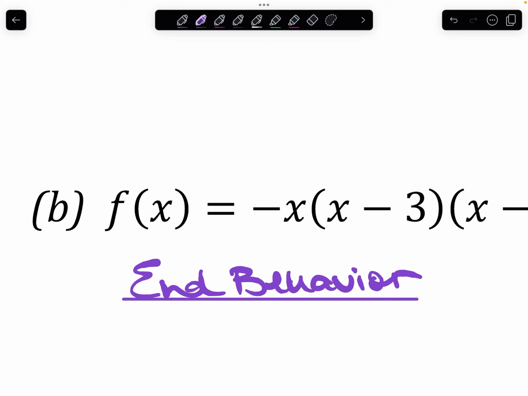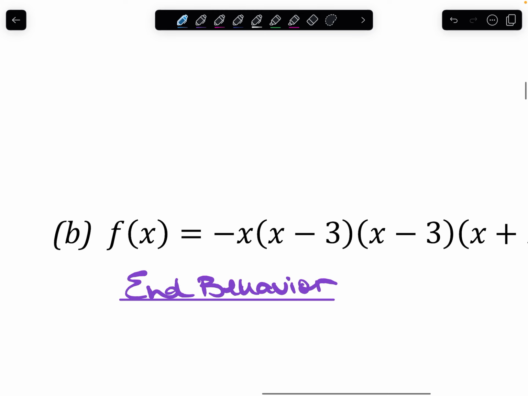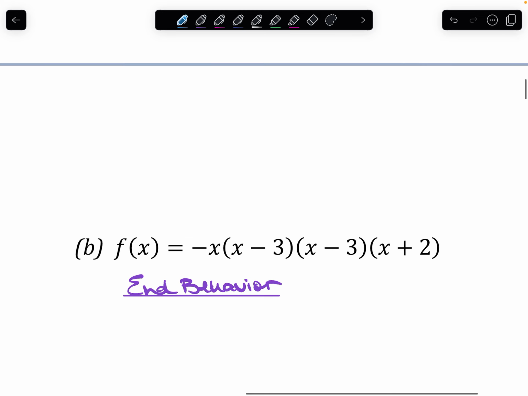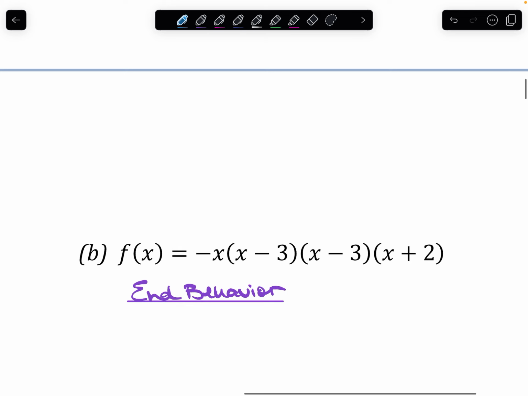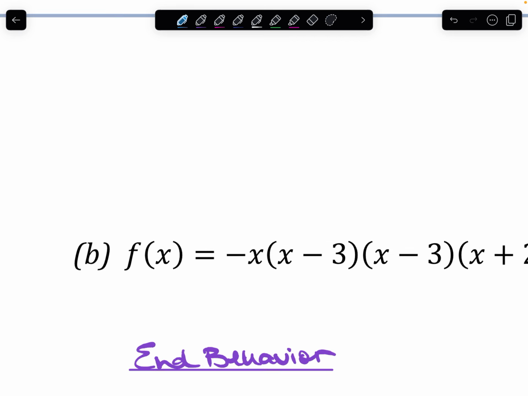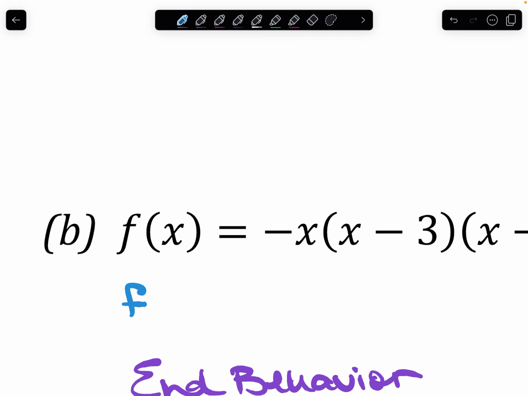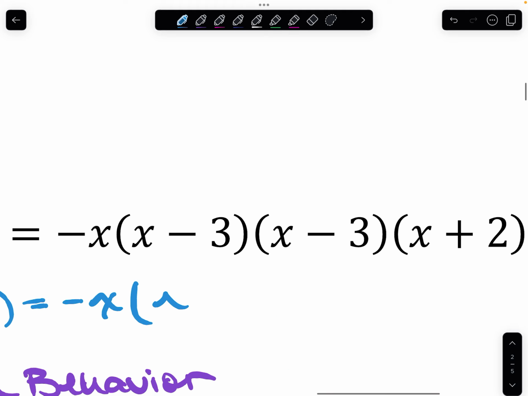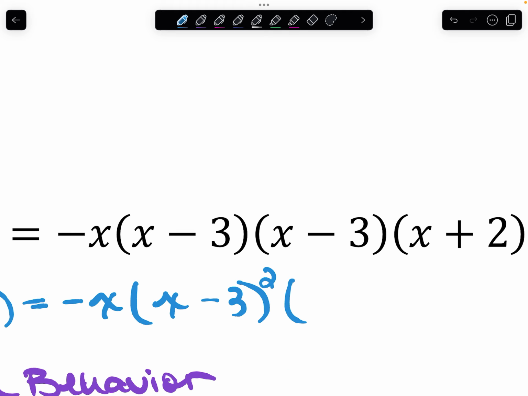All right, so for our end behavior, what we're going to do is pull the factor at the very front along with each x factor with its exponent in the parentheses. One thing, if I look at this, I notice there are two x minus 3s, so I am going to rewrite this before I do anything as a quantity squared. So f of x is negative x times x minus 3 quantity squared times x plus 2.